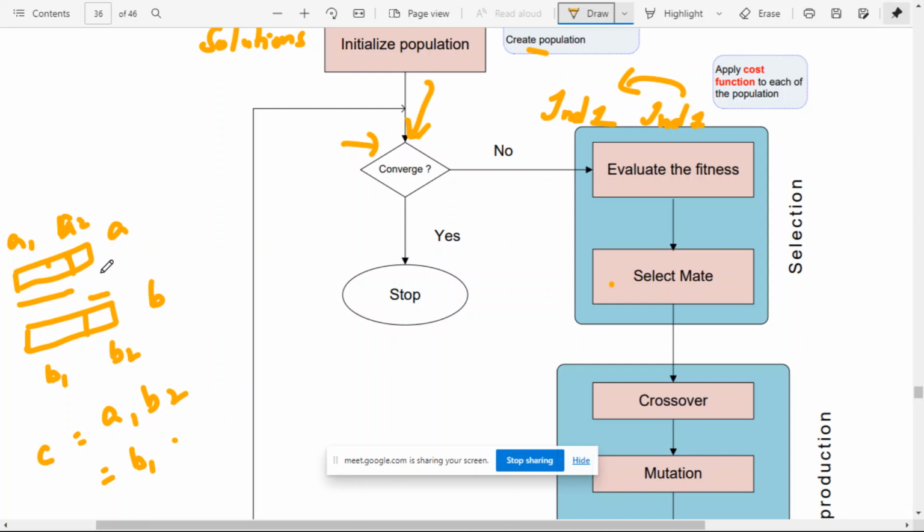Okay, I think it's clear. So initially we select one individual, that is one solution, and it is not converged, then evaluate the fitness of this individual, that is individual 1, then select another individual, that is select another solution, perform crossover. So after crossover you will get either A1 B2 or B1 A2. Then perform mutation. Mutation means some changes in whatever offspring generated, we may create some additional changes.